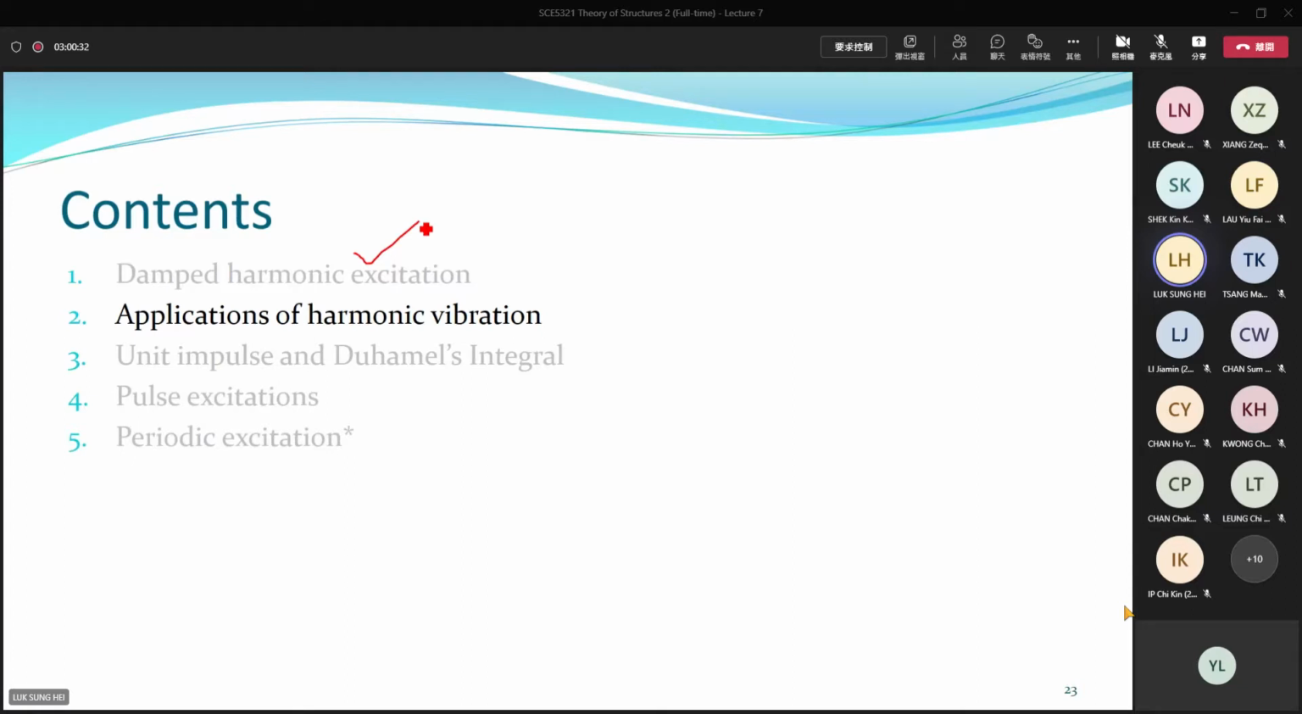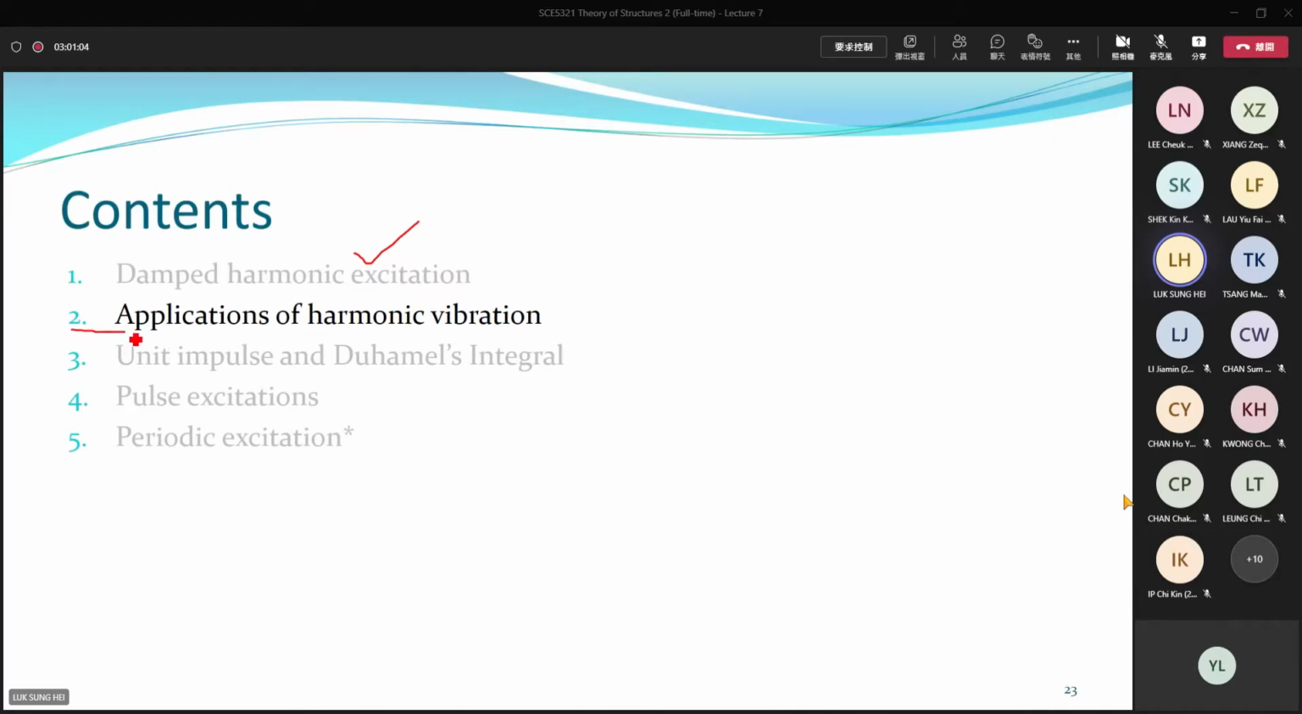Next, there are some applications for harmonic vibrations. There are a few applications. Last time in topic 5, free vibrations, free vibrations had one application related to damping calculation, right? Calculating the dynamic properties in free vibrations. What about harmonic excitations? There are several applications right here, more than for free vibrations.